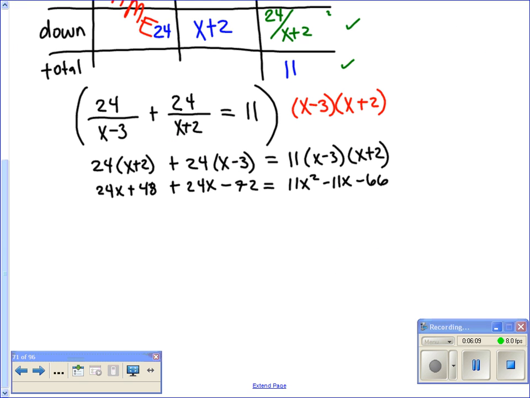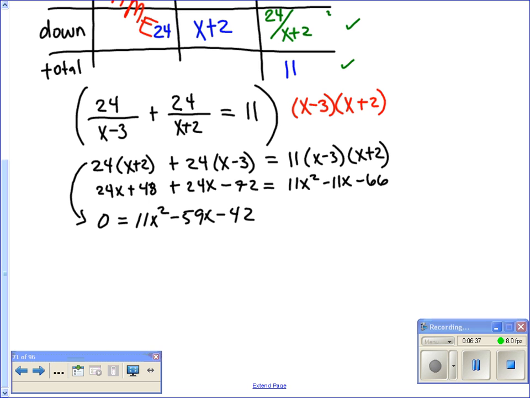Okay, now from here we're just going to get everything on one side of our equation by combining like terms, and we end up with 0 is equal to 11x squared minus 59x minus 42. Now this would be a good time to pause the video and make sure that you could get from this step to this step by taking care of your algebra. Okay, so once we're there, it's factoring.